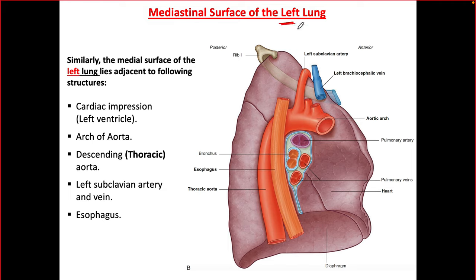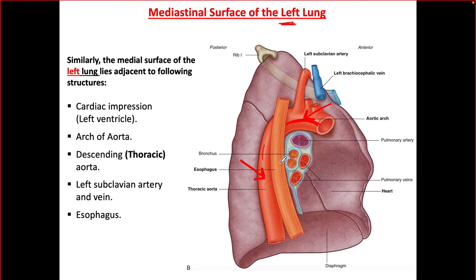So in the left lung, you have an impression for the arch of the aorta. Pay attention: when I put the arch of the aorta here, you cannot say descending aorta here. Everything differs. So there's an impression for the arch of the aorta and descending aorta.